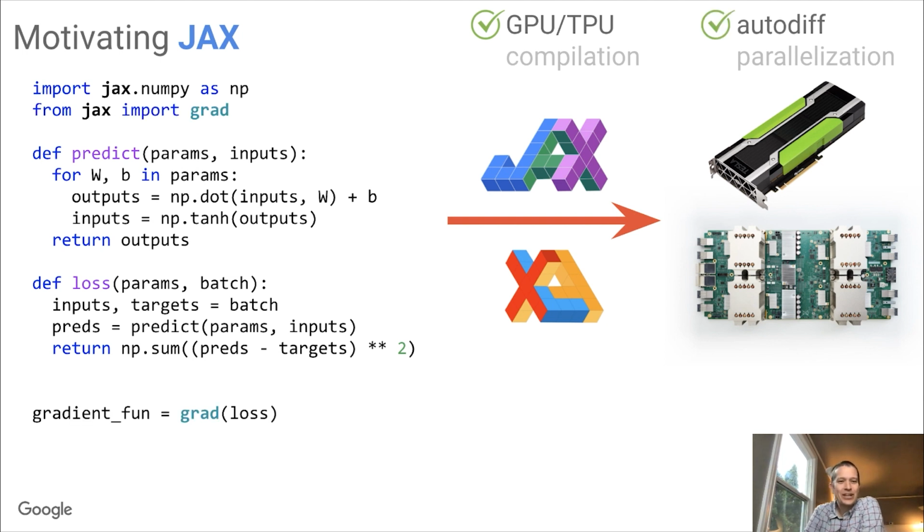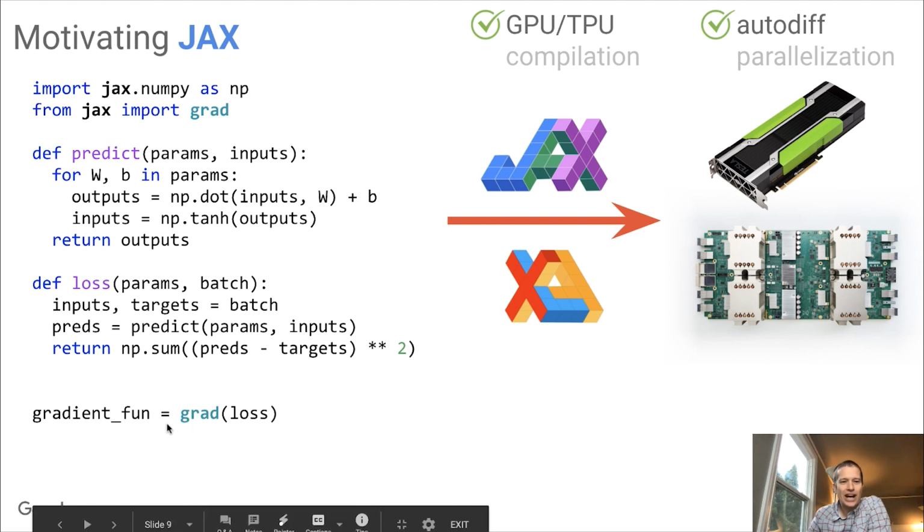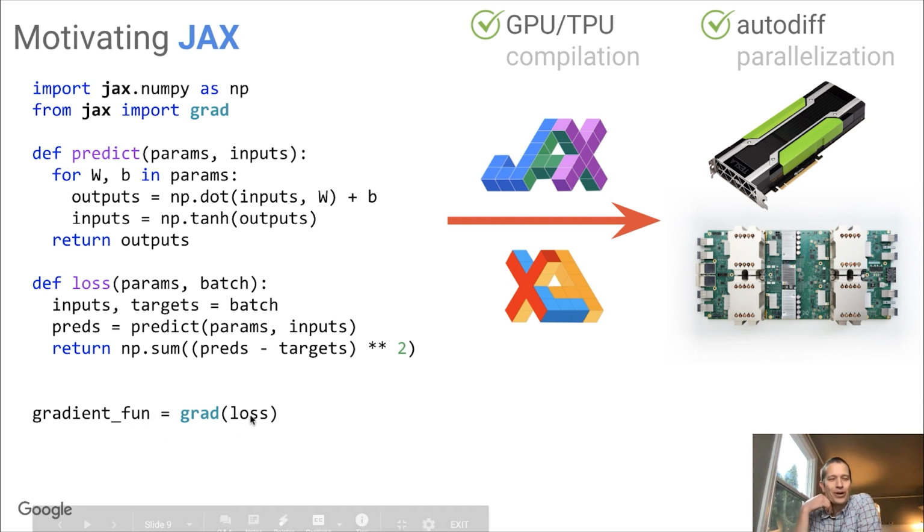Then the next thing we can do is use some of these higher level functions within JAX to do things like automatic differentiation. So here, using the grad function in JAX, we've computed a new function that evaluates the gradient of this loss function. And this is kind of magic, but the way it does this is essentially JAX knows what's going on in all of these operations in the loss function and predict function, and knows how to analytically compute the gradient of that.